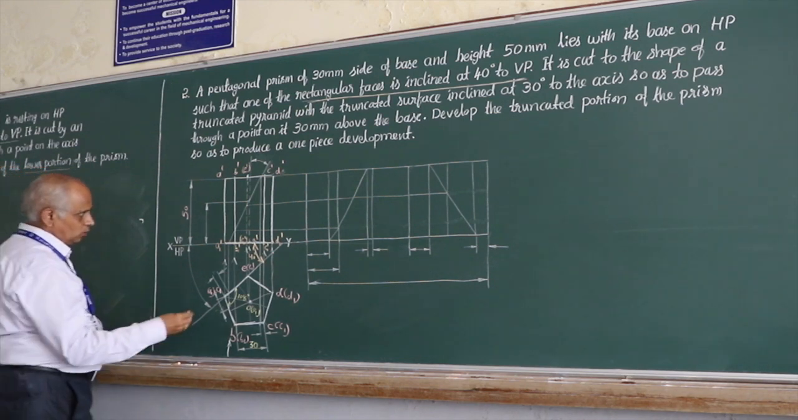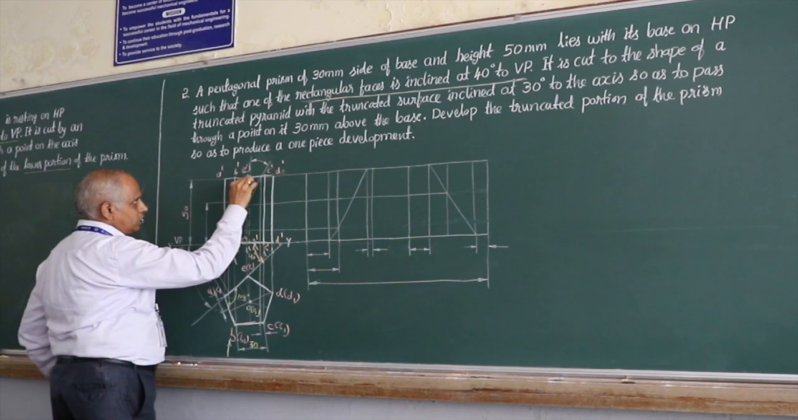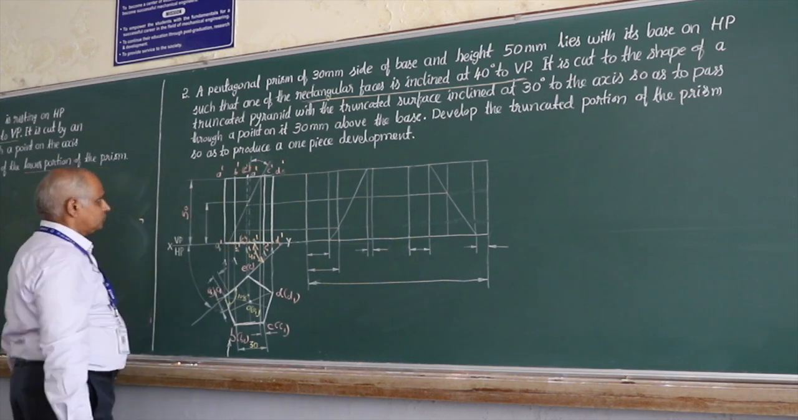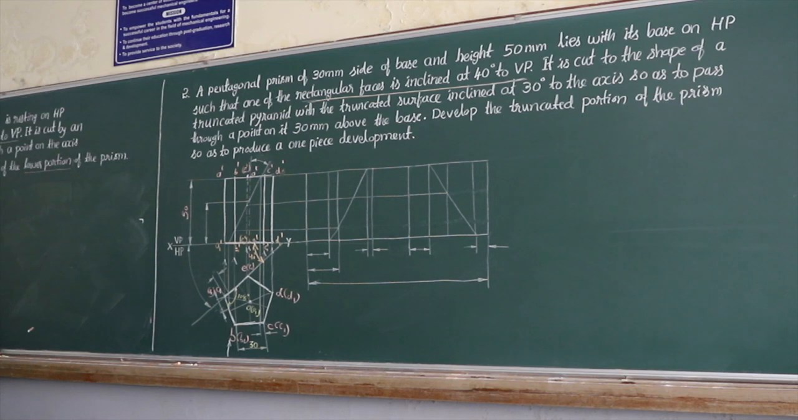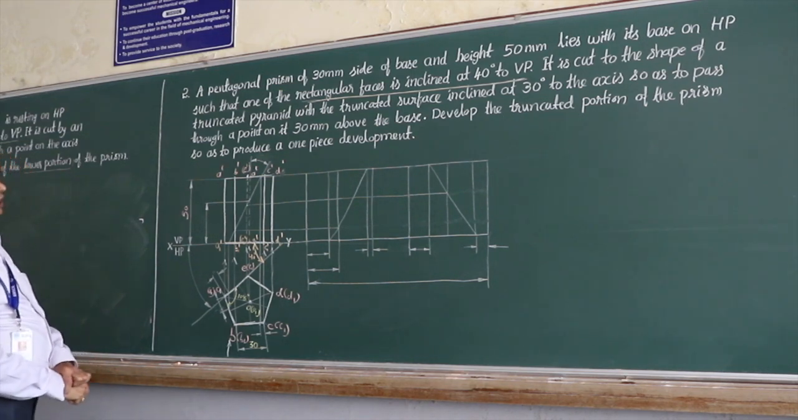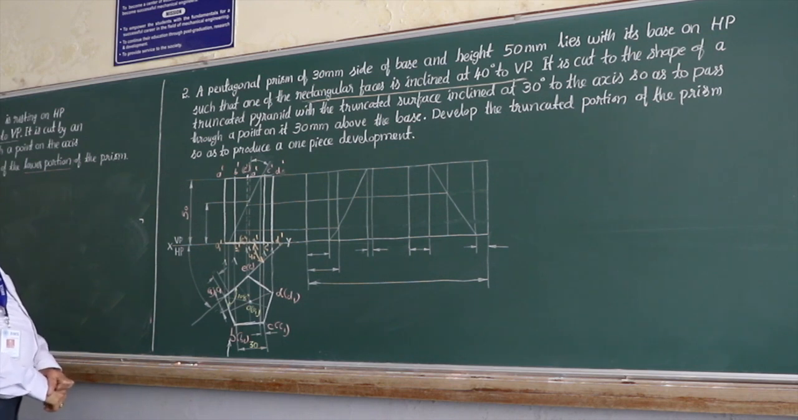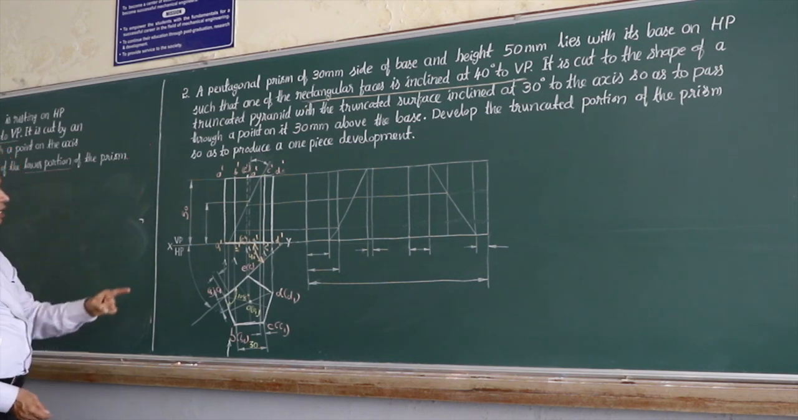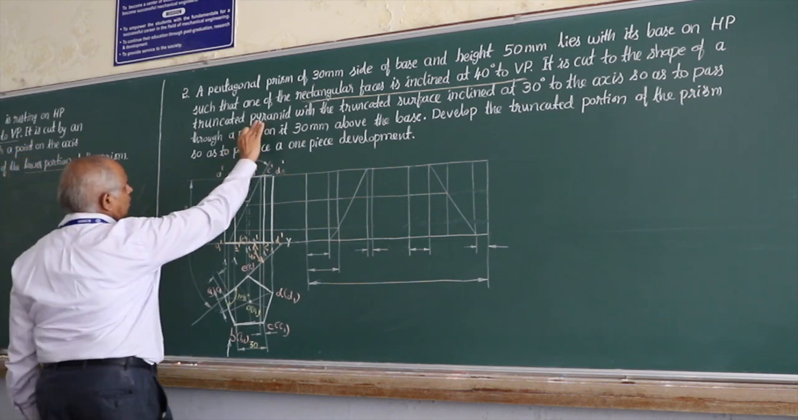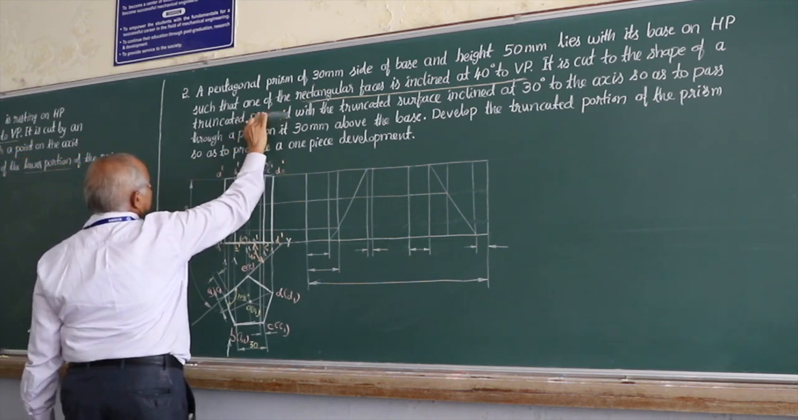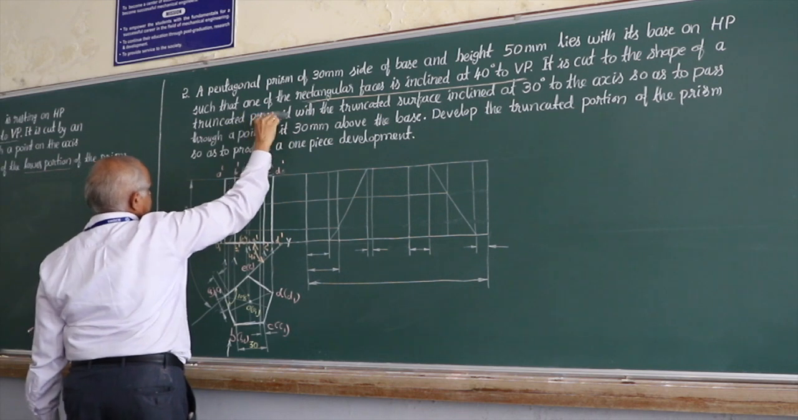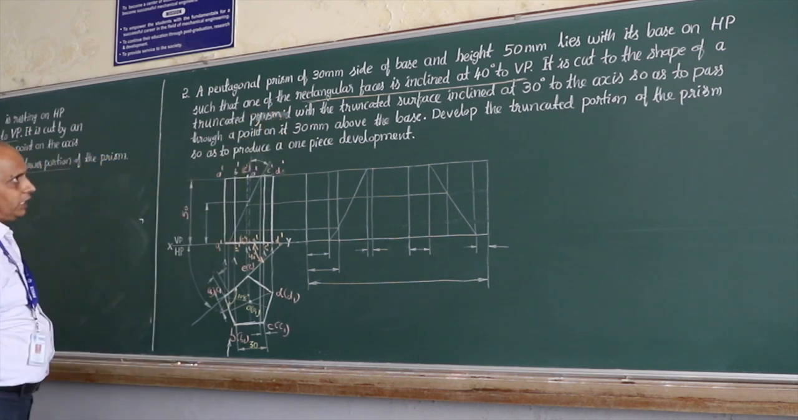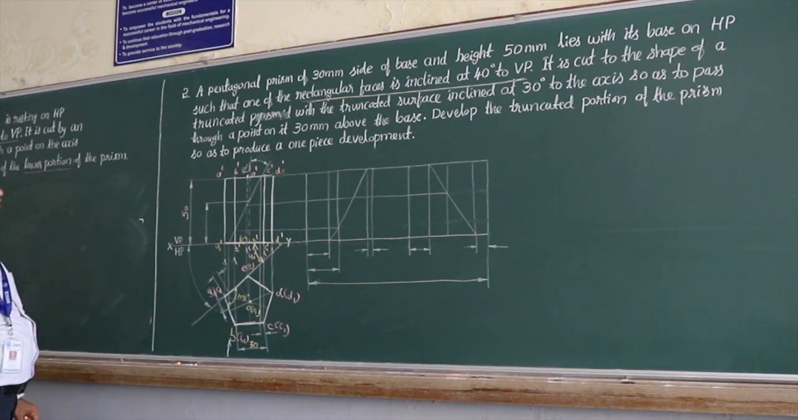Next, you also locate axis points O1 dash, and this is O dash, and height of the prism is 50 millimeters. Now I just completed the front view, and now we have to look at the section plane and then make the retained portion visible, the convention of continuous thick line. It is cut to the shape of a truncated prism, with a truncated surface inclined at 30 degrees to axis.